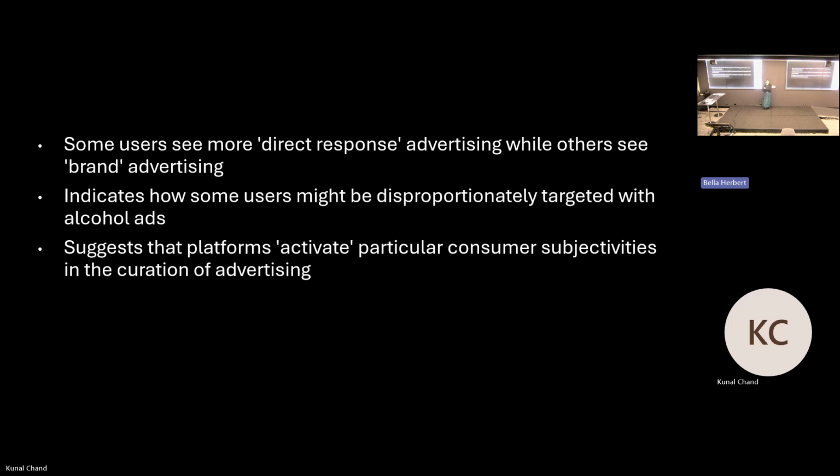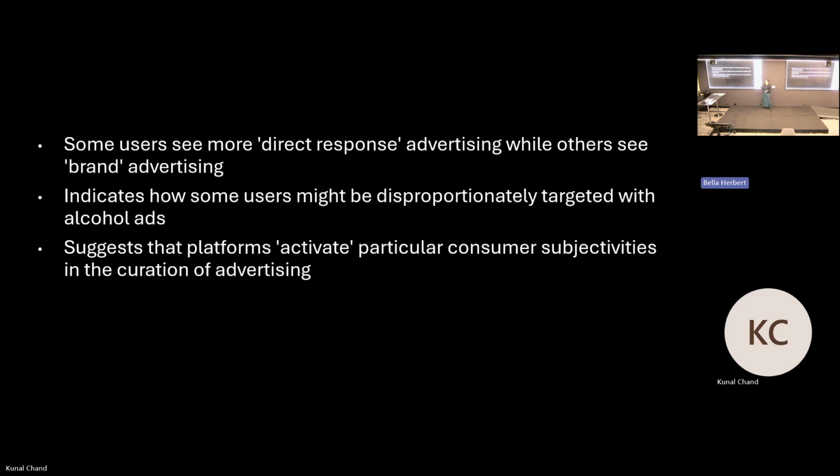But by using this visual method, they're not only more likely to be targeted by alcohol ads, they might also be more likely to be targeted with ads that are direct response. So someone who purchases more alcohol might not just see more alcohol advertising, but they actually might see more advertising that's urging them to engage with alcohol products.